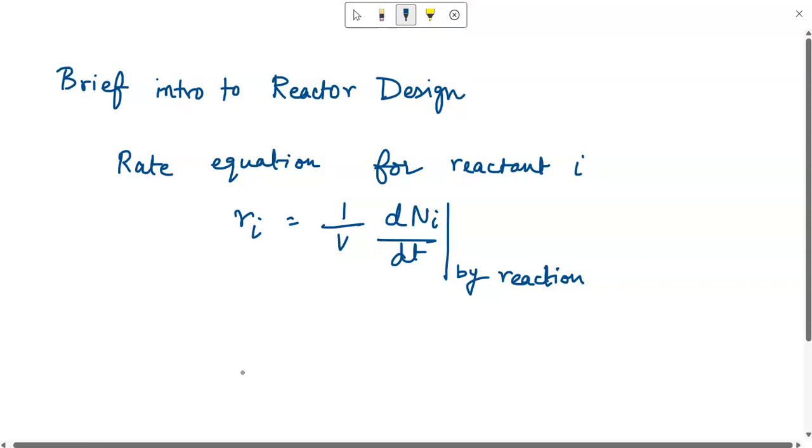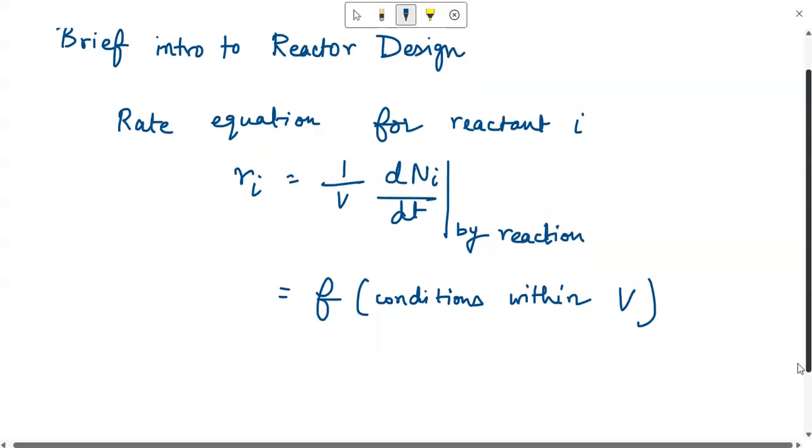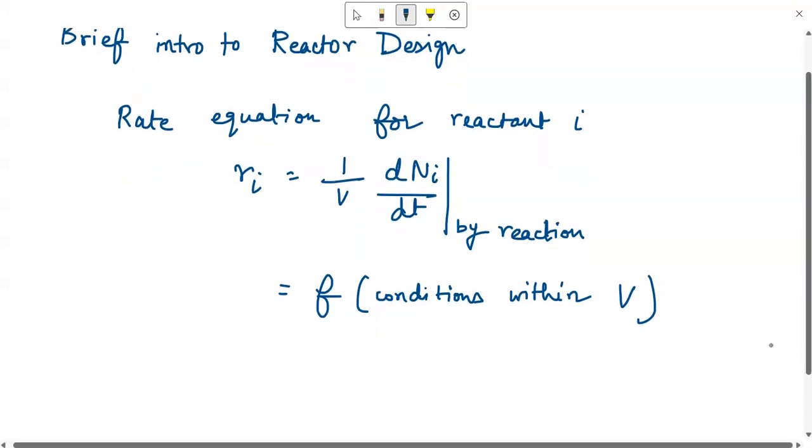Okay. Now, intuitively, you can understand that this rate of reaction is heavily dependent on the conditions within the reaction volume. Okay. And this is, as you can see, a differential expression.